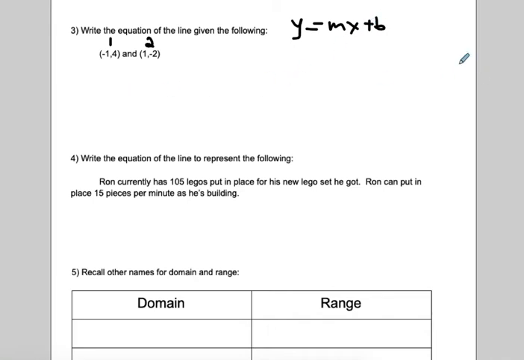So I, again, like to start with just a graph. Negative 1, 4 is roughly right there, and 1, negative 2 is roughly right there. So our line is going to come through and hit somewhere in there, right? Somewhere in there is where our line is going to be. That's where our b value is going to be.